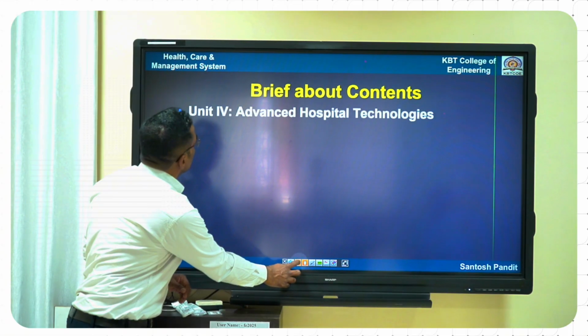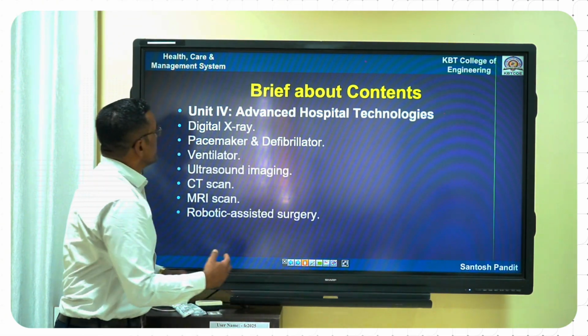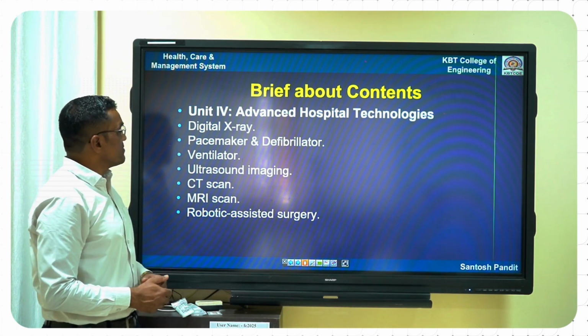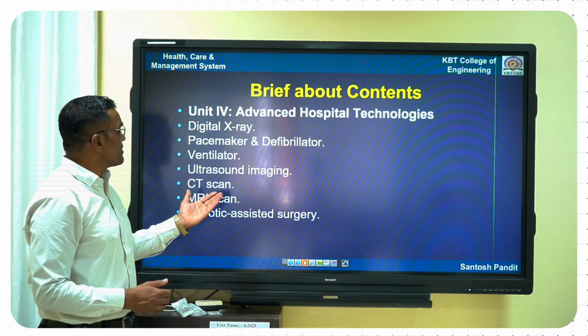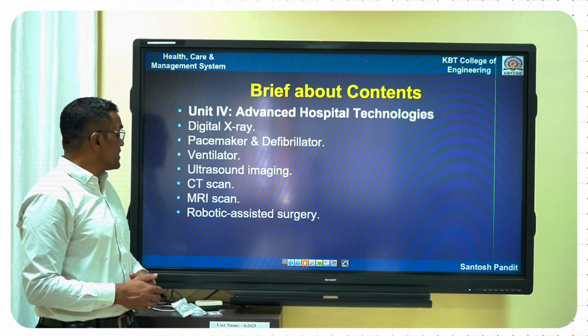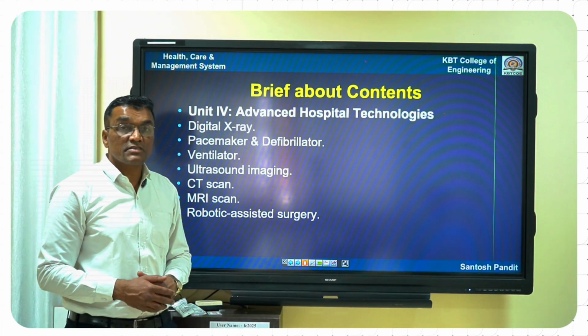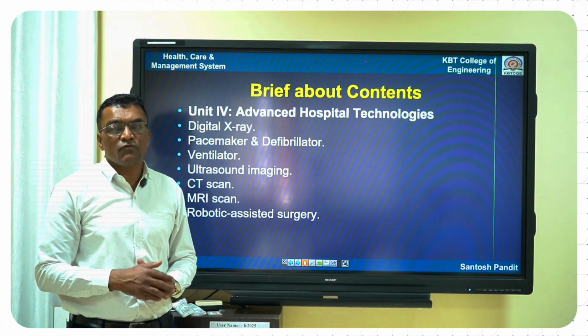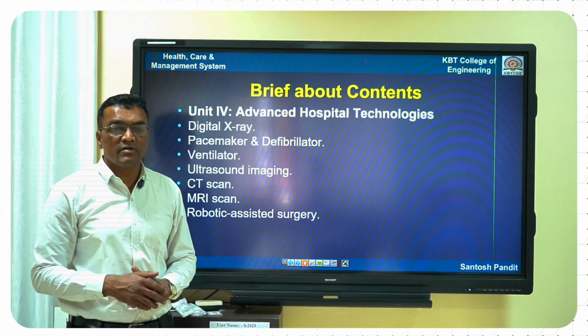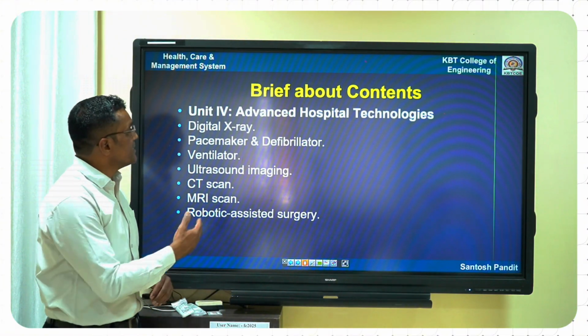Then we move to unit number 4, in which advanced biomedical instruments will be focused, like digital X-ray, pacemaker, defibrillator, ventilator, ultrasound imaging, CT scan, MRI, and robotic assisted surgery. So basically unit number 4 is very important because here we will be learning the advanced biomedical instruments in detail.